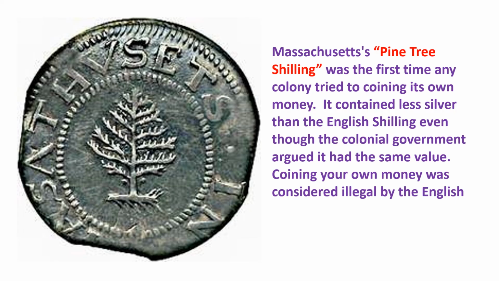Massachusetts was the first colony also that tried to coin its own money, and the first coin was the so-called pine tree shilling. It contained less silver than the English shilling, even though the colonial government argued that it had the same value. The British would say coining your own money was illegal because they wanted the specie again controlled by Britain.